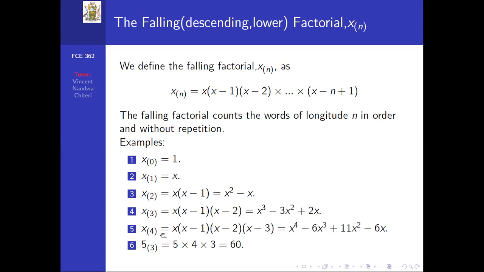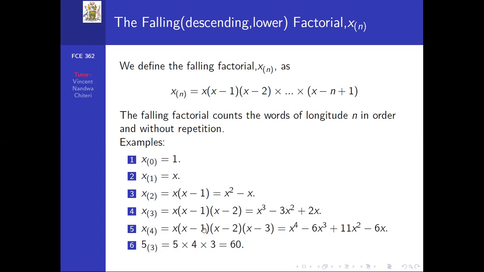And when n is 4, we'll have x into x minus 1 into x minus 2 into x minus 3, which gives us x power 4 minus 6x power 3 plus 11x squared minus 6x. So when you pick x, for instance, to be 5, and we pick n to be 3, then you are going to use this formula.